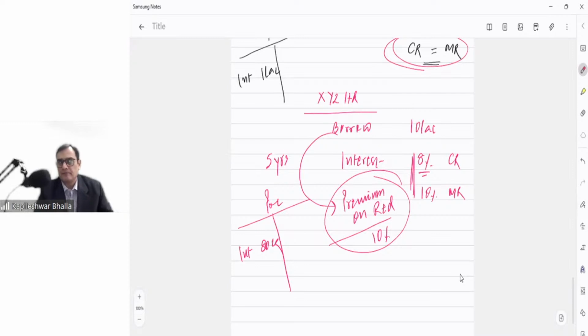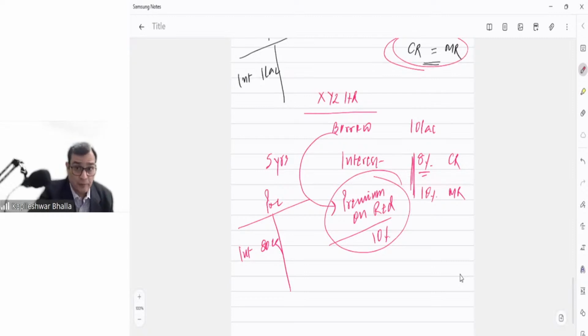on redemption. Now, this was understood by the standard setters, and they came to understand that people are manipulating the contracted rate of interest because they want to pay a lesser interest and reduce the burden of interest on the profit and loss of the company and then compensate it in the form of premium on redemption.